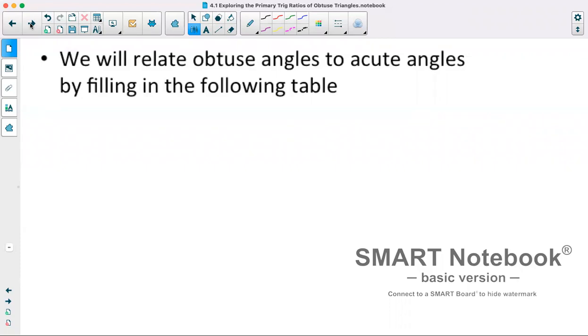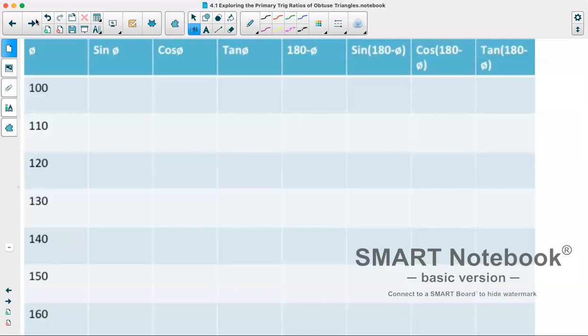So we're going to be figuring out the sine, cos, and tan ratios of several obtuse angles and then relating them to the sine, cos, and tan ratios of several acute angles. So we have this table, so we'll start filling it out. I'll just fill it out working from left to right.